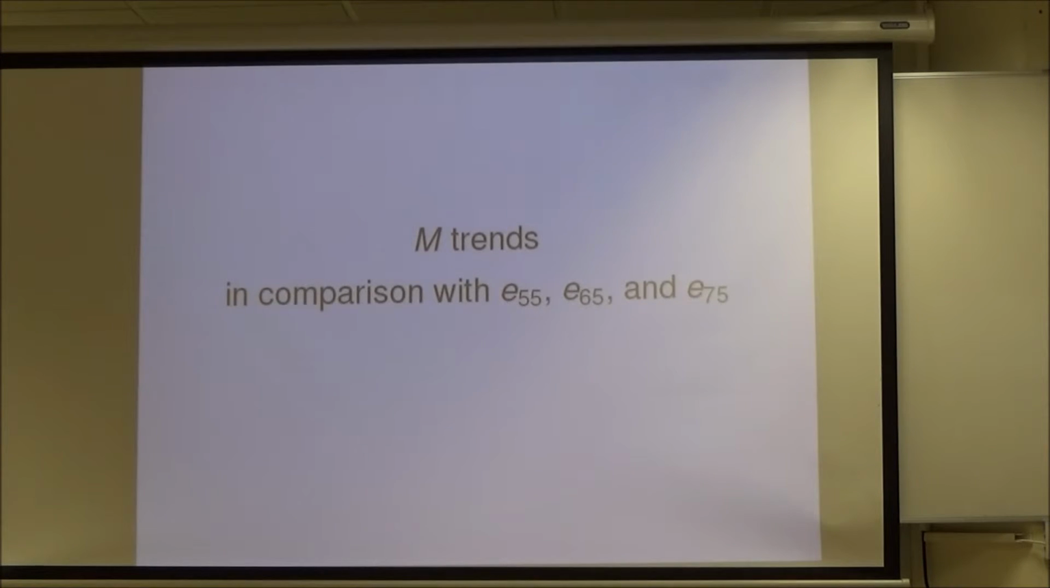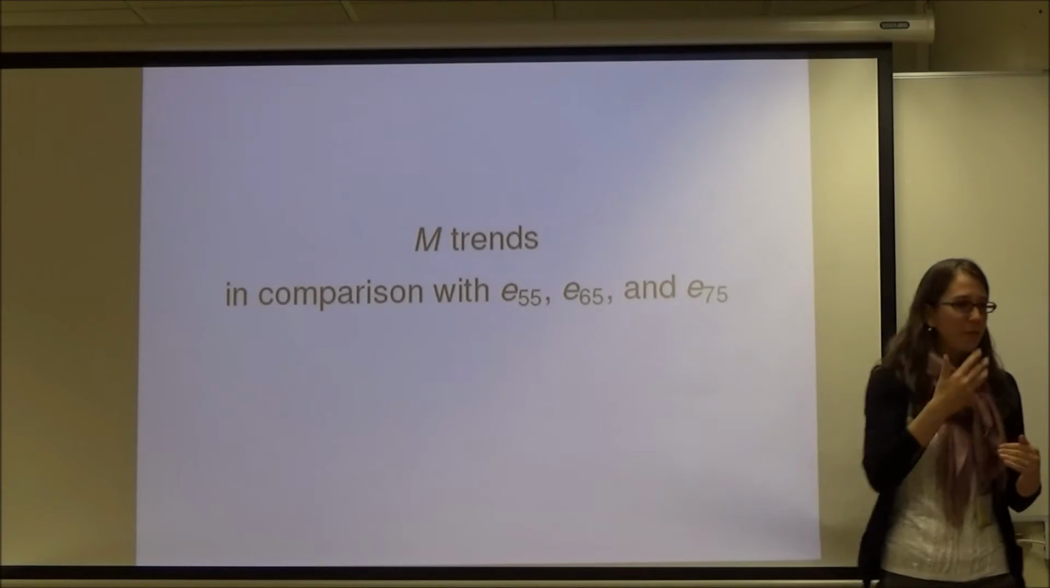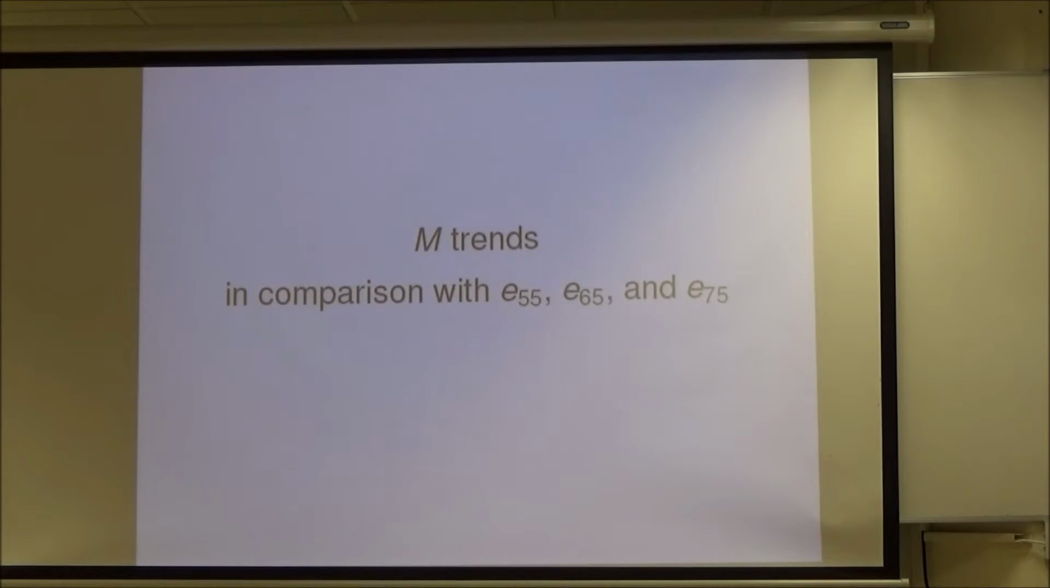All right, the results. So let's start by looking at M's trends and comparisons with old age life expectancies, E55, E65, and E75. Life expectancy at a given old age is, of course, not influenced by mortality before the age for which we compute the life expectancy. So for instance, E65 is only influenced by mortality at ages 65 and above, not by mortality below age 65, because in principle everybody has to survive in order to participate in E65.